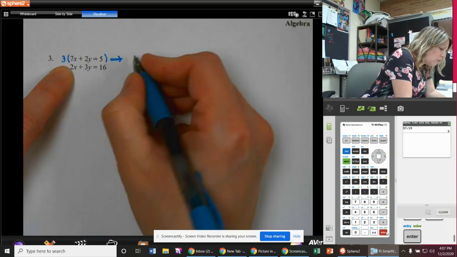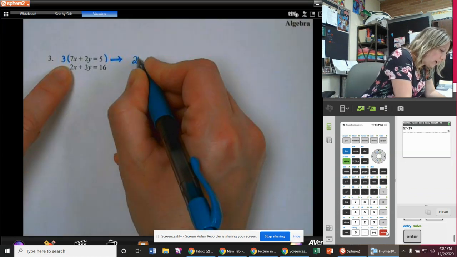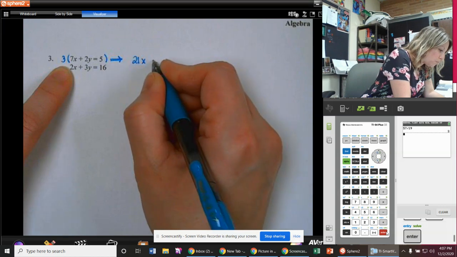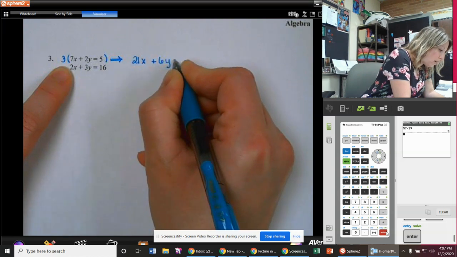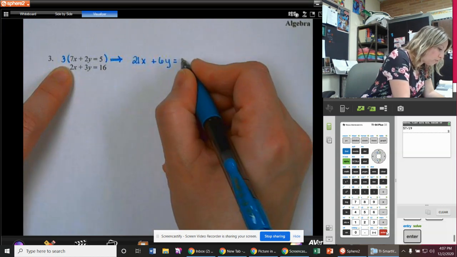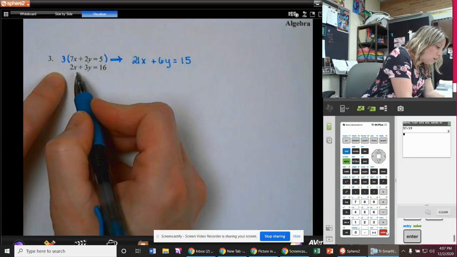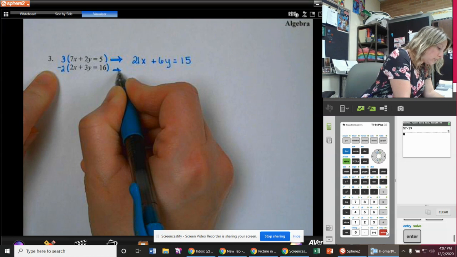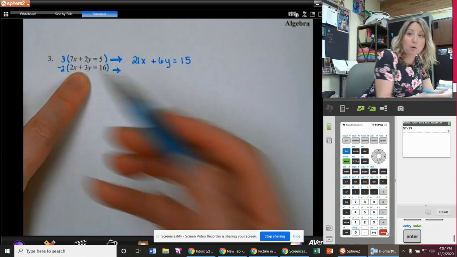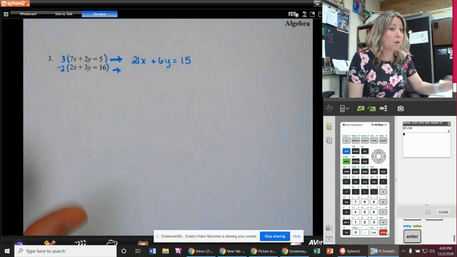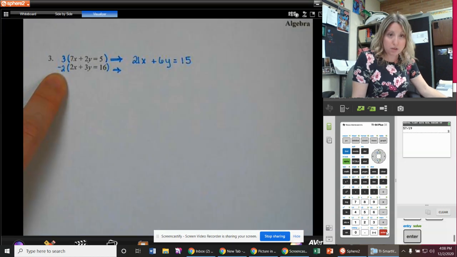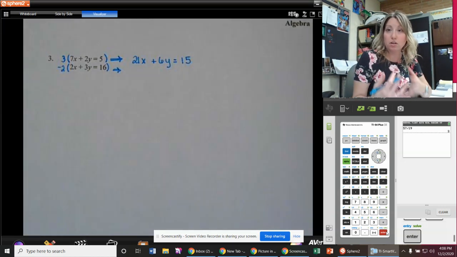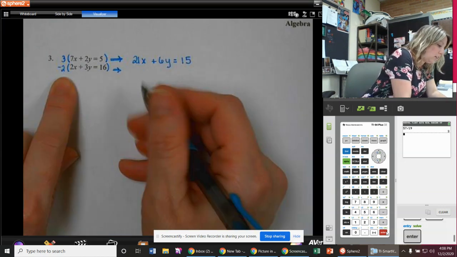So 3 times 7x is 21x. 3 times 2y is plus 6y in the middle. And on the other side of the equal sign, 3 times 5 is 15. Now, the opposite sign goes down here because I want different signs in the y's. Now, if the y's were already different signs, I wouldn't need to make this negative as well. I would just need the 2. But they also aren't opposite signs. So everything needed to change here.